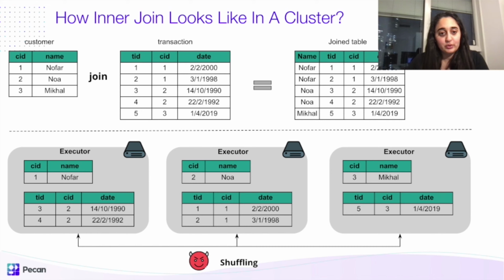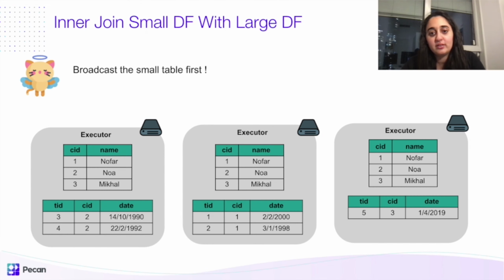An alternative to this is to broadcast, which means in simple words to send a copy of the small table to each one of the workers. And if we do this, the join operation can be performed inside each worker, and it saves us shuffling, which is super expensive. So Spark sometimes executes these optimizations by itself, but it's not always happening.